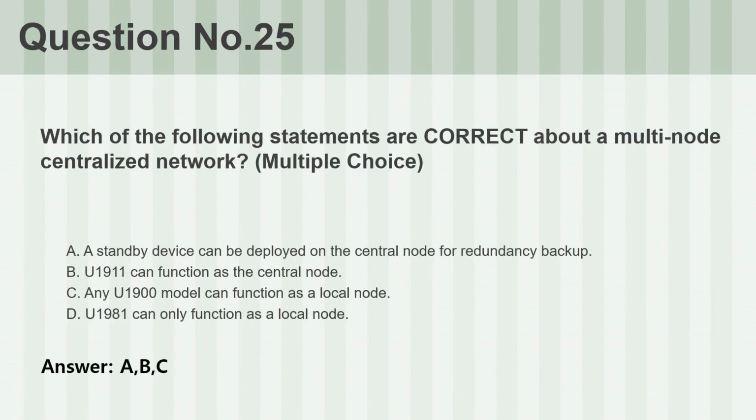Question number 25. Which of the following statements are correct about a multi-node centralized network? Multiple choice. A. A standby device can be deployed on the central node for redundancy backup. B. U1911 can function as the central node. C. Any U1900 model can function as a local node. D. U1981 can only function as a local node. Answer A, B, C.